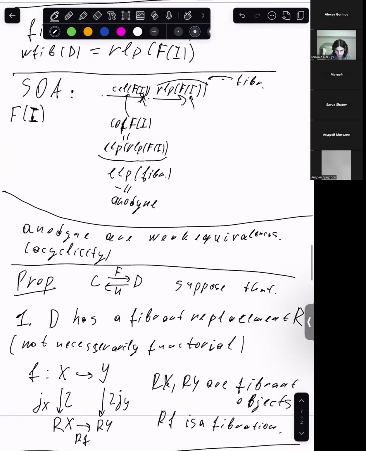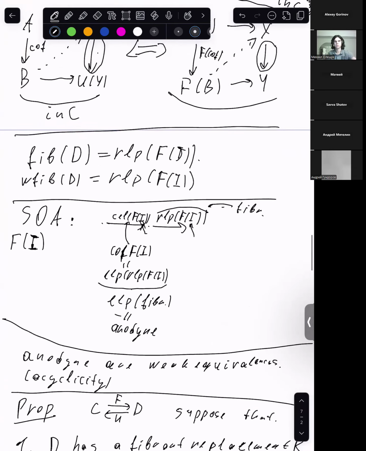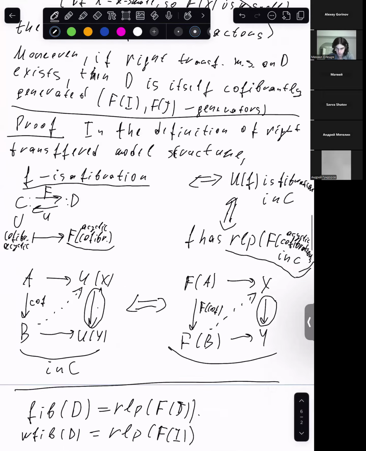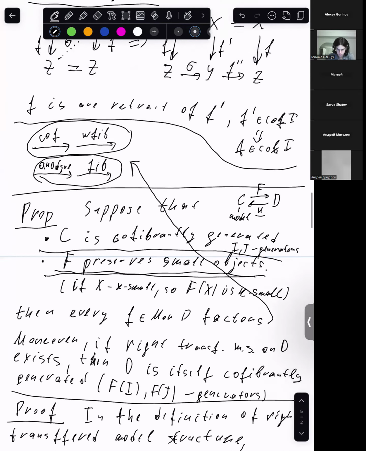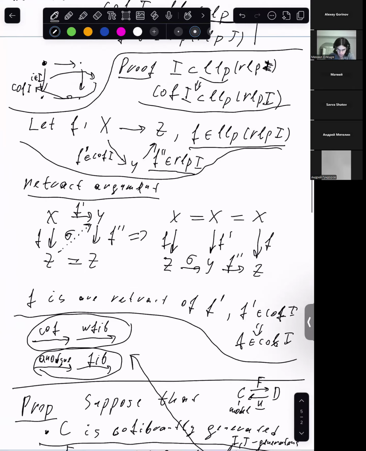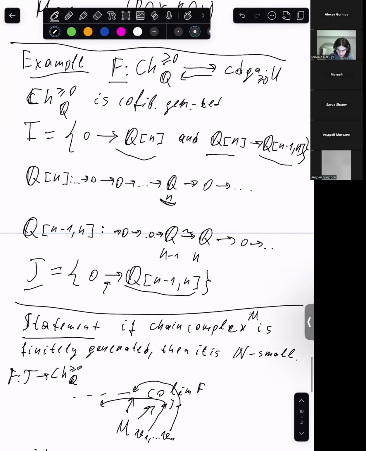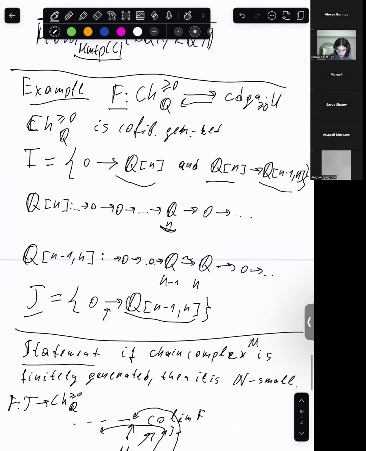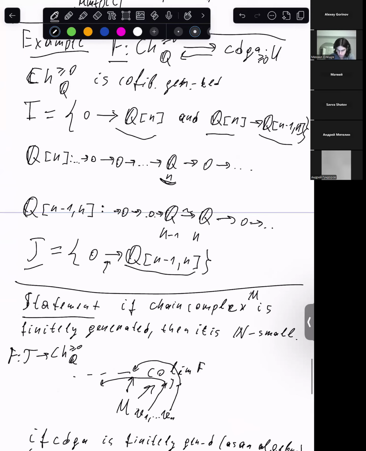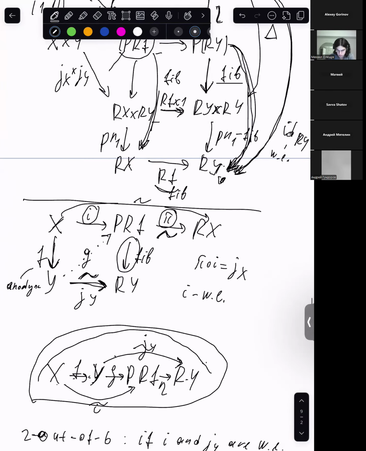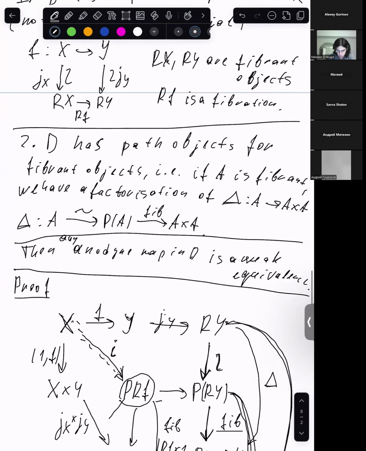For general kappa, the strategy is more or less the same. I didn't prove that if an object is small, then it is finitely generated in some sense, so we don't need it.